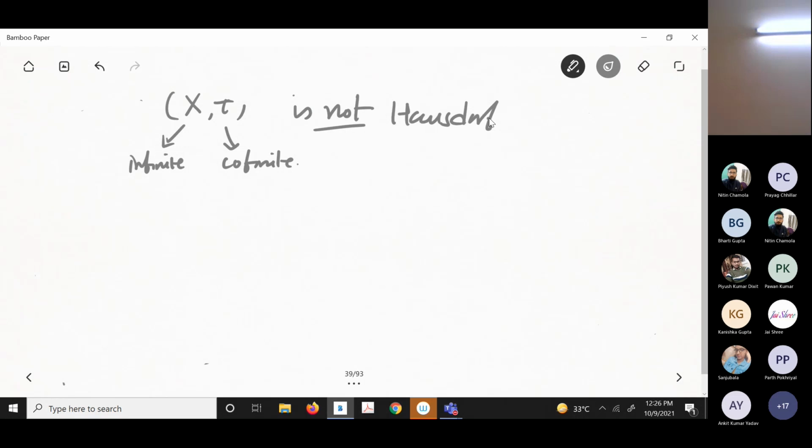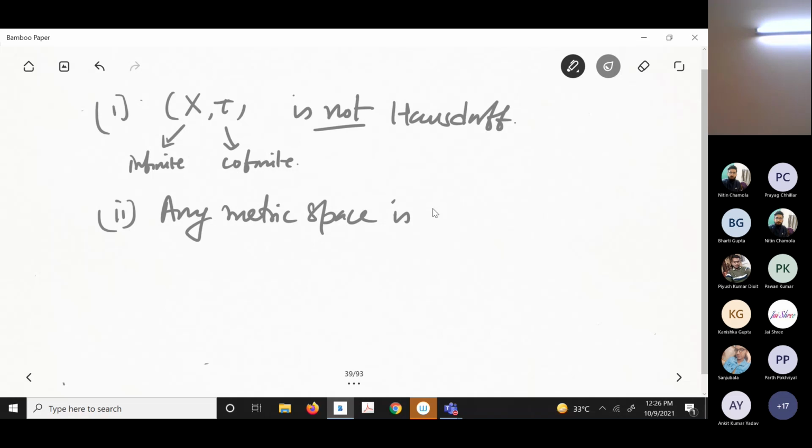On the other hand, I got the idea from the metric space. Any metric space is Hausdorff. In fact, a metric space has stronger properties. As we proceed further, I will explain that. This is Hausdorff. Okay, fine. So you got this.